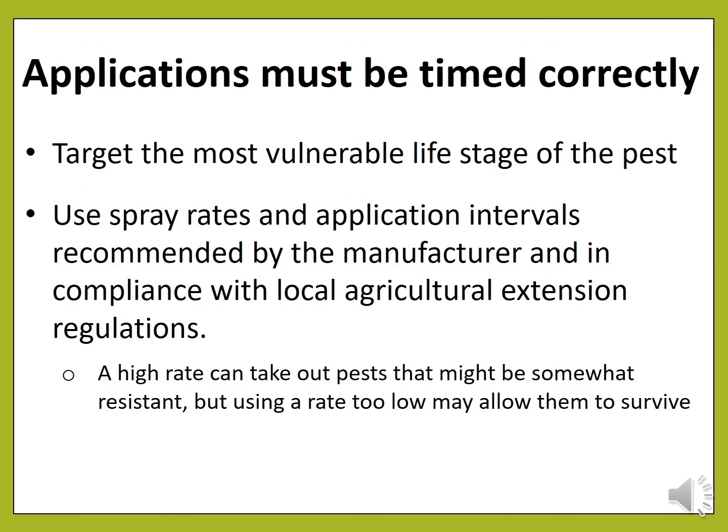In addition to choosing chemicals from different groups, applications must be timed correctly. You really should be targeting the most vulnerable life stage of the pest, and you should be using spray rates and application intervals that are recommended by the manufacturer and that are in compliance with local agricultural extension regulations. A high rate may possibly take out pests that might be somewhat resistant, but if you're using a rate that's too low, it may allow the resistant individuals to survive and reproduce. So rate selection is very important.